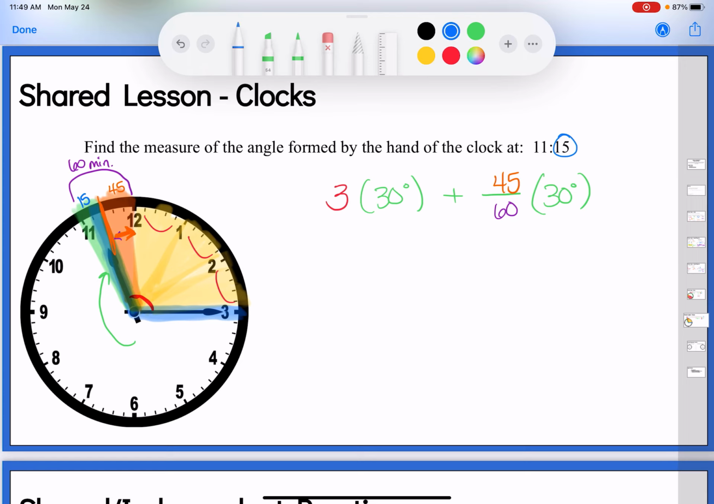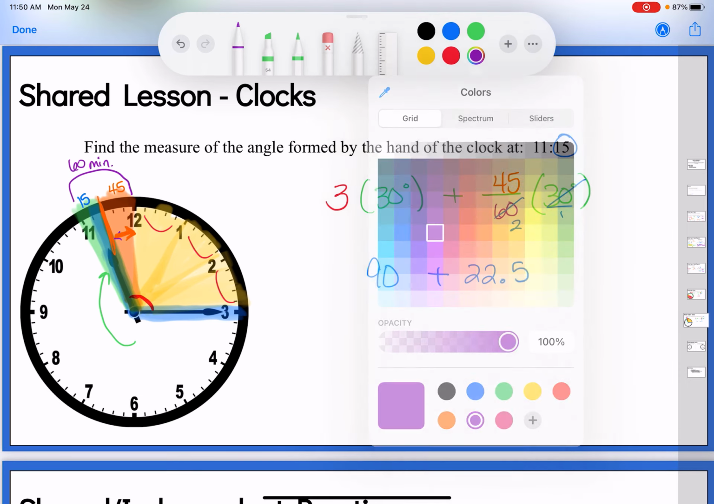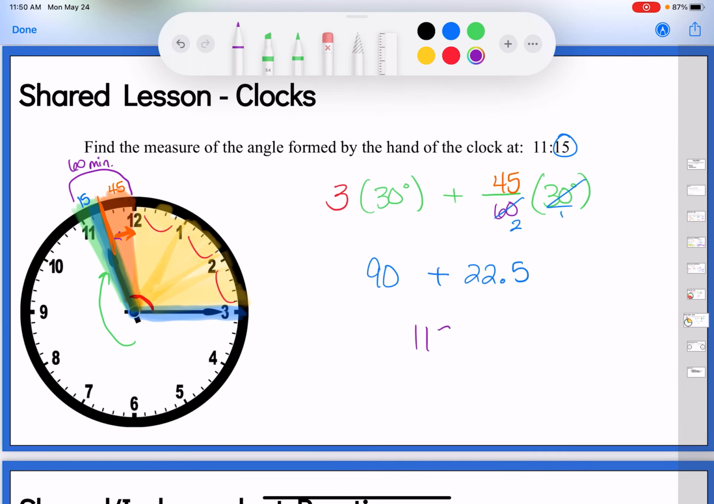All right, so 3 times 30 is 90. 45 over 60, well, I'm going to again do a little cross canceling. This will be 2. 45 divided by 2 gives me 22.5. So that means I would have a final answer of 112.5 degrees, or 112 and a half would be perfectly fine as well.